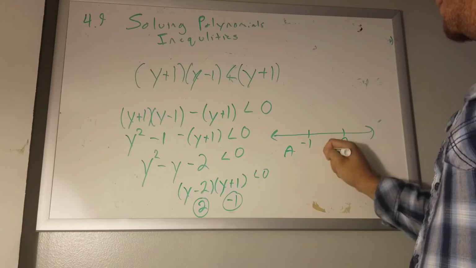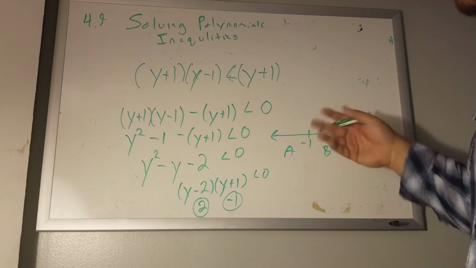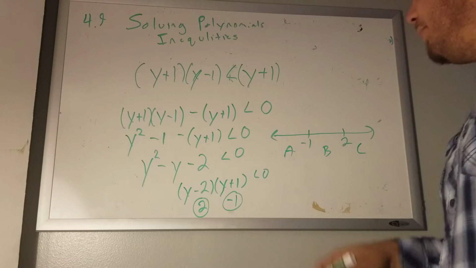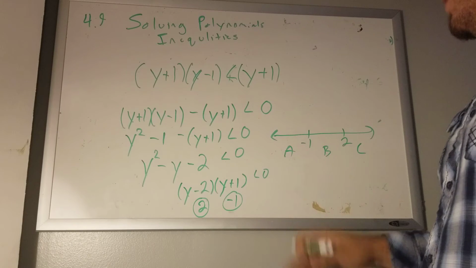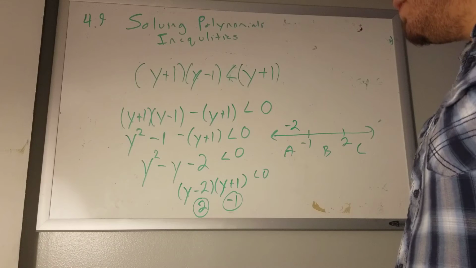So section A, B, and C. Again, you don't need to letter them. That's just for me to describe it a little better, especially here versus in class. So we need something in section A, negative 1 or less. So I'll just put negative 2. So for negative 2, let's see.